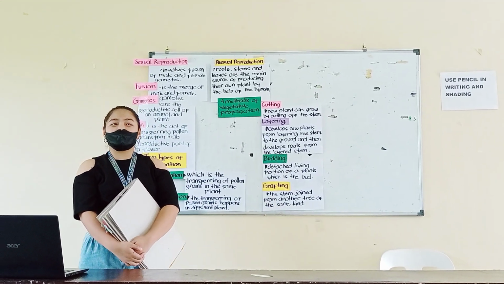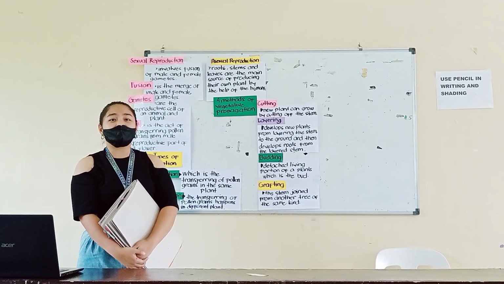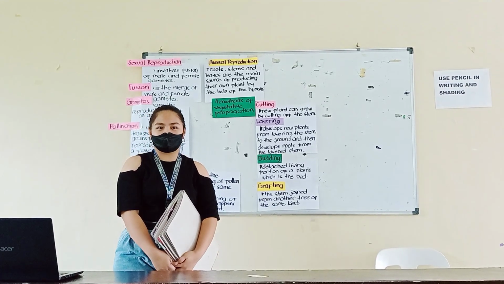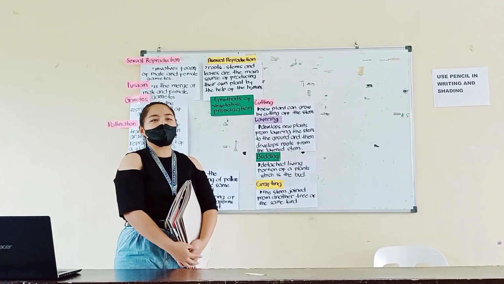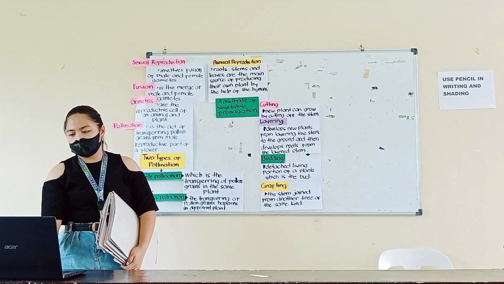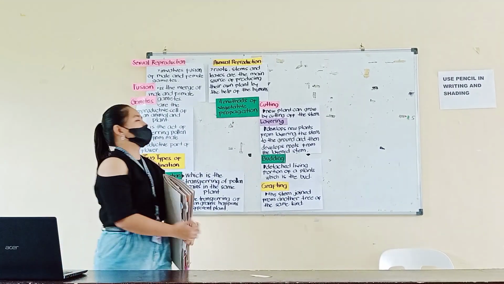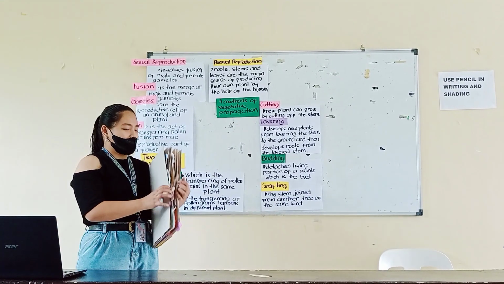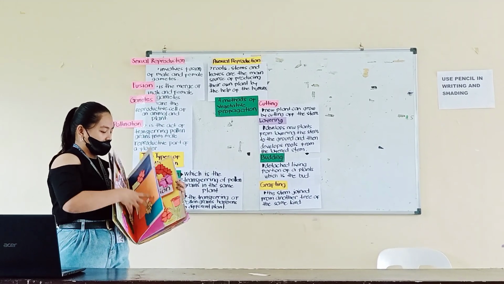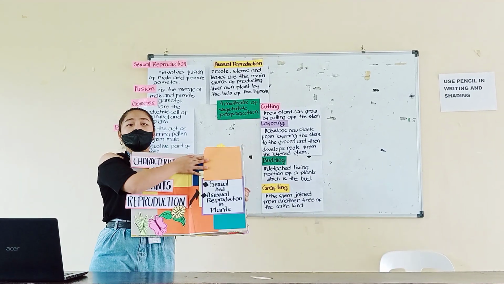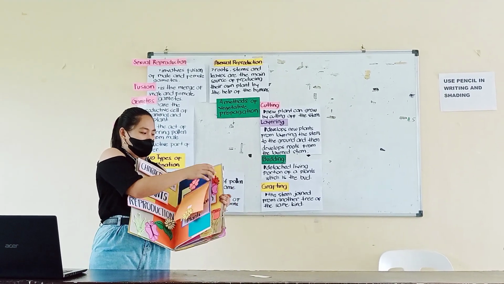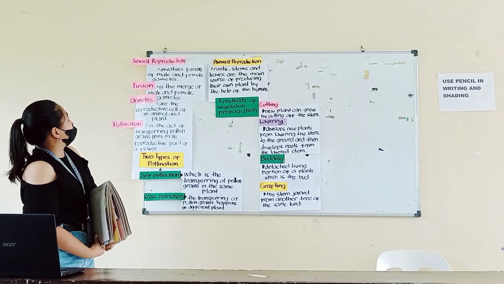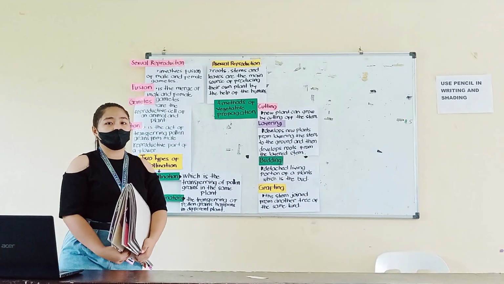It is because plants have reproduction. So plants have female and male reproductive parts, not only animals and humans. So let's proceed to our main lesson. Plant reproduction has two modes. The two modes of reproduction are asexual and sexual reproduction. The first we are going to tackle is the sexual reproduction of plants.